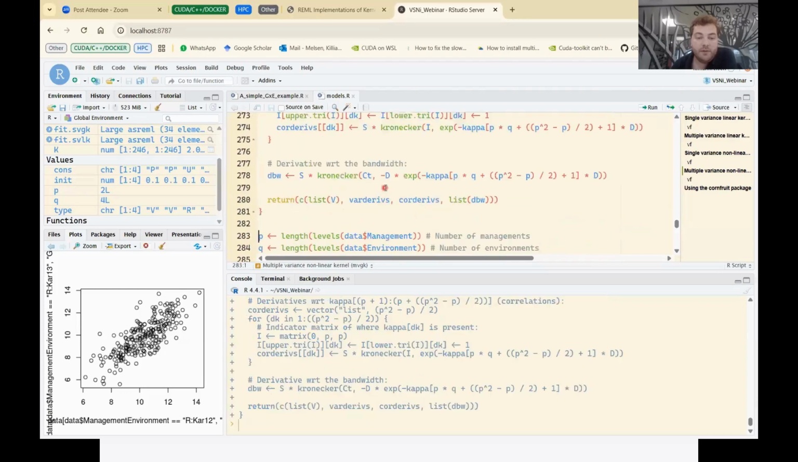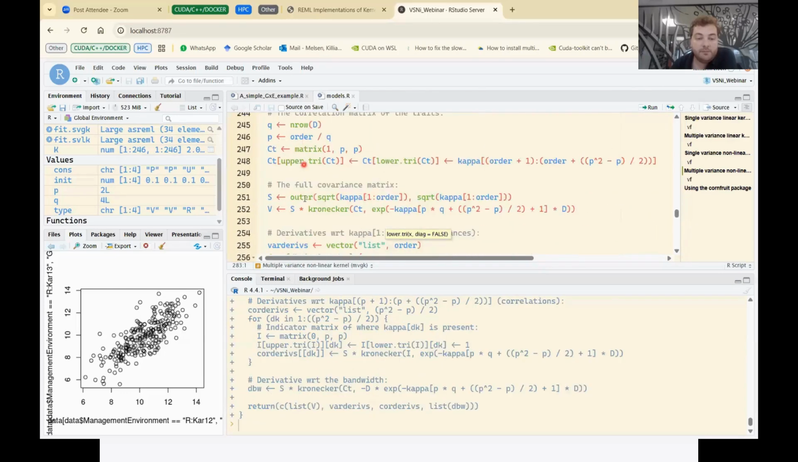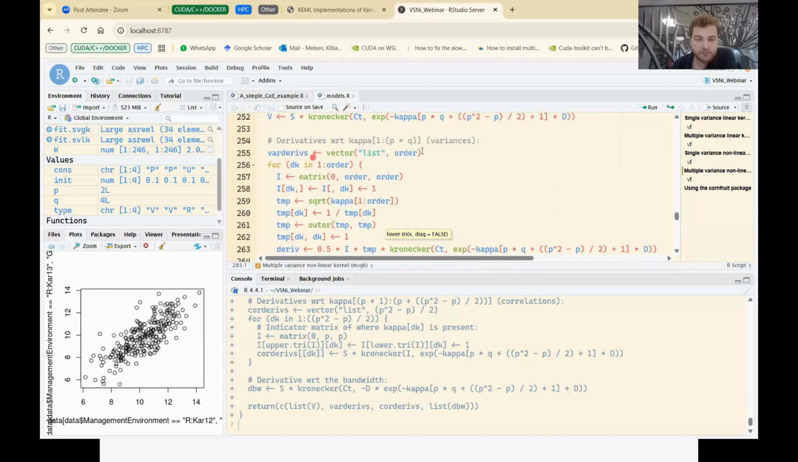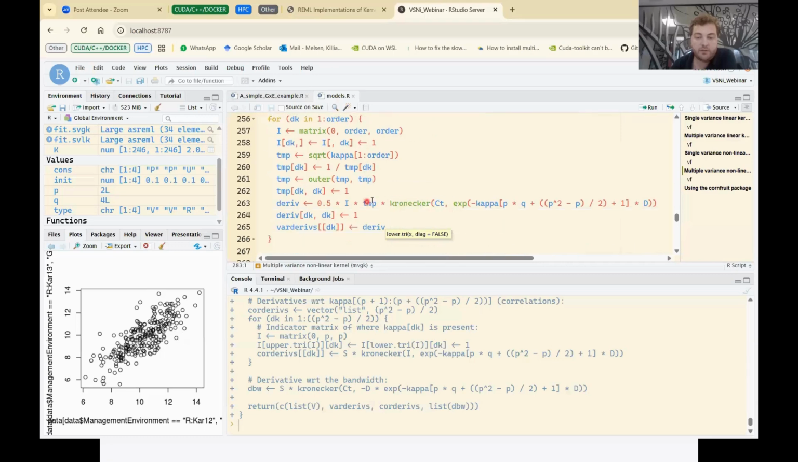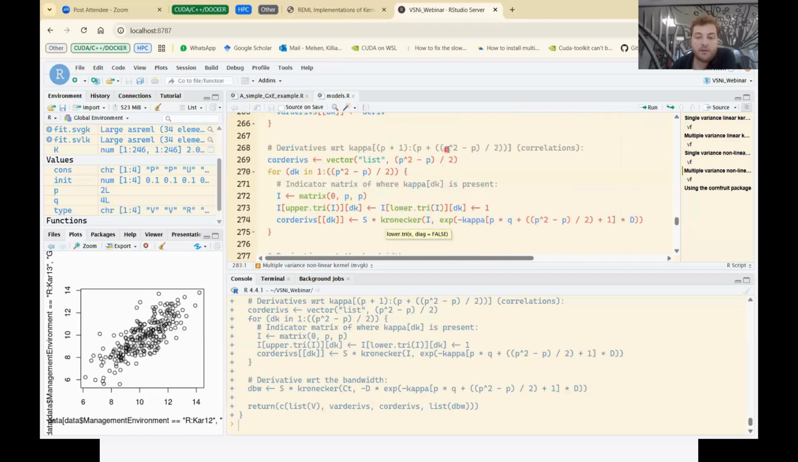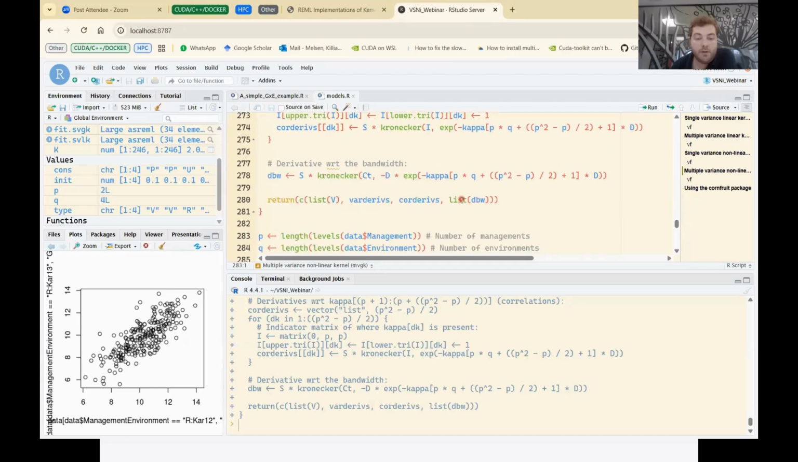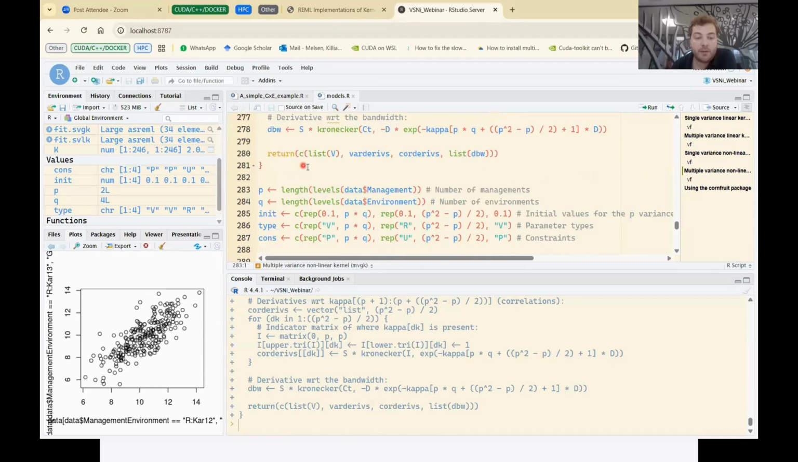So we specify that function. Again, this top part is responsible for computing the covariance matrix. Here we get the derivatives with respect to all of the variances. Here we get the derivatives with respect to the correlations. And then the last thing is the derivative with respect to the bandwidth, which is already in the correct order. So that's nice. We return those, and that should allow ASReml to fit the model.